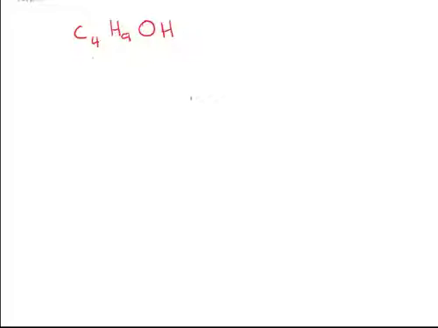Structural isomers should be a straightforward question. Now, structural isomers, remember, is where you have the same molecular formula, which is just the number of atoms, that in this case is 4 carbons, 9 hydrogens, another hydrogen here, and an oxygen here. In this case, this is really wanting you to do structural isomers that relate to alcohols.